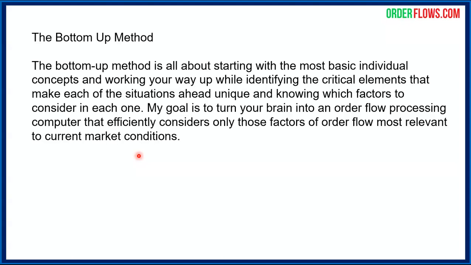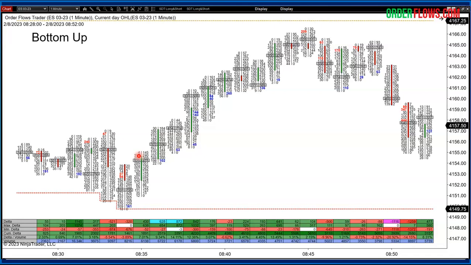But the bottom-up method is all about starting with the most basic concepts and working your way up while identifying the critical elements that make each of the situations ahead unique and knowing which factors to consider in each one. My goal with traders is to turn your brain into an order flow processing computer that efficiently considers only those factors of order flow that are most relevant to current market conditions right now. Basically, you've got to trade in the now. It's one of those things that not a lot of traders really wrap their head around.